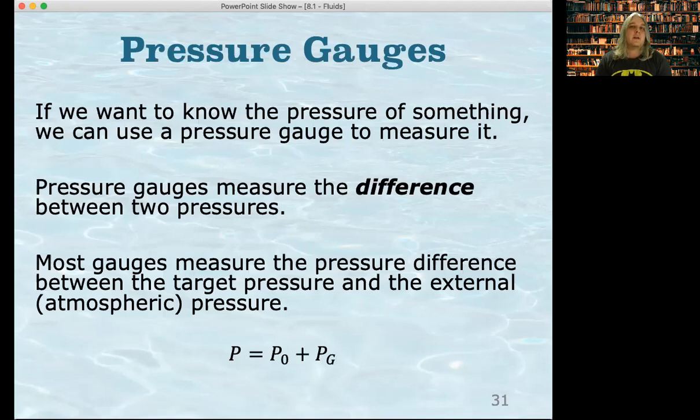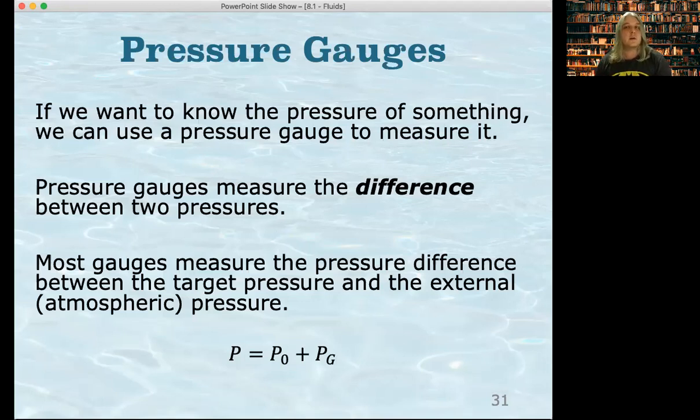So if you have a bicycle tube, for example, that you're pumping up, and your bicycle pump gauge says that you're at some positive pressure, let's say 5,000 Pascal. That's relative to outside the bike tire, which is atmospheric pressure. So the pressure inside the bike tire would be 106,000 Pascal instead of just 5,000. Understanding that difference between gauge pressure and actual pressure is very useful.